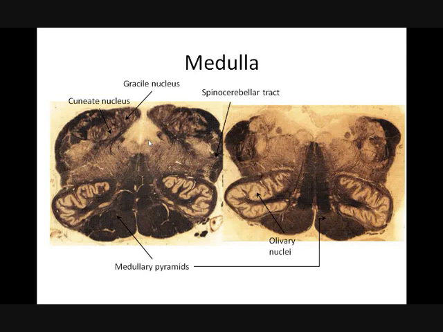The tegmentum consists of nuclei and also ascending and interconnecting tracts. Starting off with the nuclei, the first set of nuclei that we have are cranial nerve nuclei. We'll consider them in the upper medulla first, and then see them in the lower medulla as well.